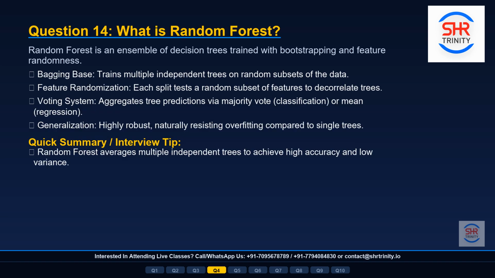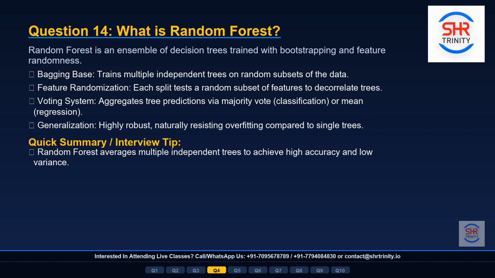Random forest is a robust, meta-estimator ensemble learning algorithm that constructs a multitude of decision trees during training. It is built on the principle of bootstrap aggregating, or bagging. It trains each individual decision tree independently in parallel on a random sample of the training data chosen with replacement, which is bootstrapping. Furthermore, it introduces feature randomization.